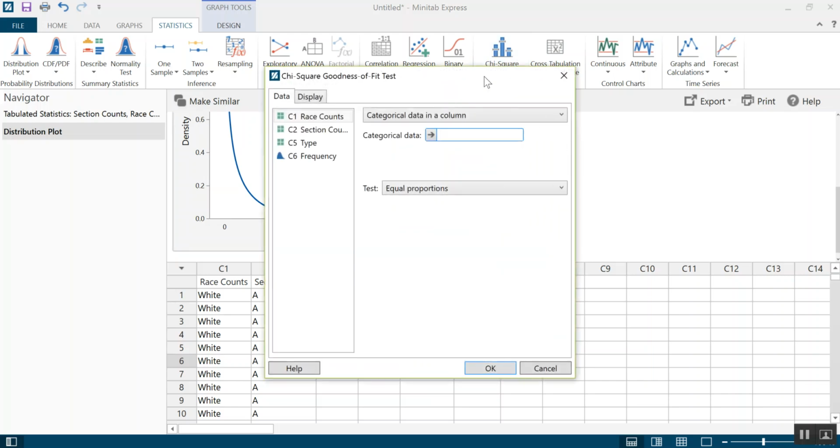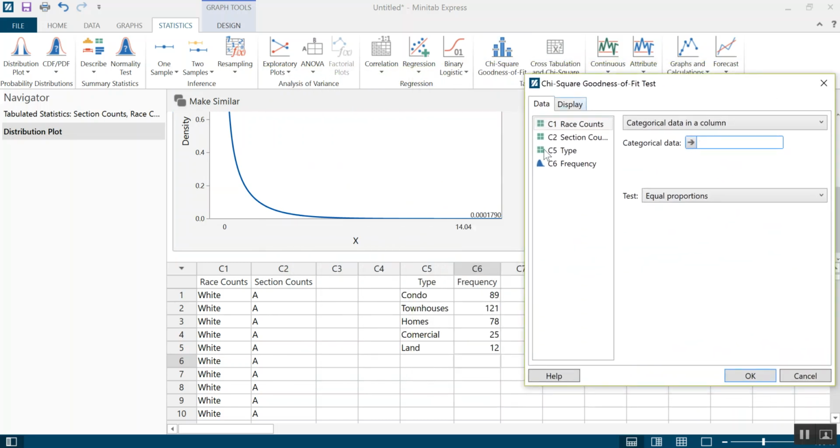Now, if you have something like this where it's summarized counts in a table, you don't want to use data in column. That's as if it looked like something like this, where it was A, B, C, C, D, C, C, D, D, D. Or if you had something that said condo, condo, condo, condo, townhouse, home, home, home, a list of the variables, not counts. Since I already have counts, this is actually summarized data, so I should use summarized data.